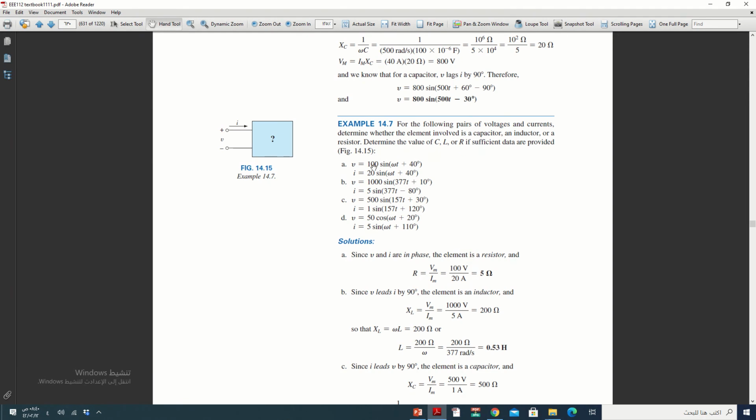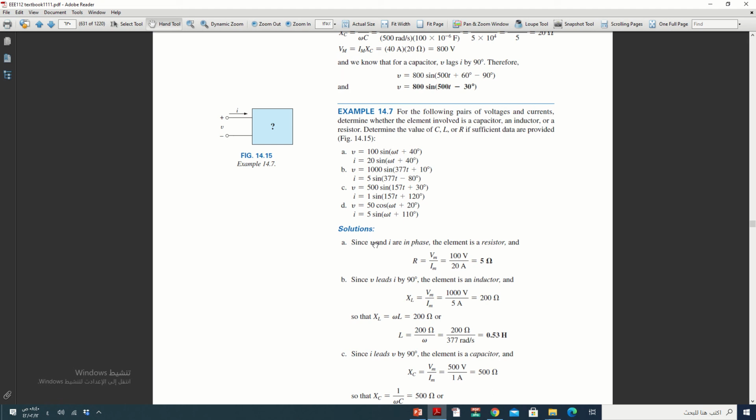For this example, 100 sine omega t plus 40, 20 sine omega t plus 40. All of them, sine and sine, start from 40. This means a resistor, because they are in phase, all starting at the same point. See here, since V and I are in phase, the element is a resistor. And R equals the peak of the voltage divided by the peak of the current, 100 over 25.